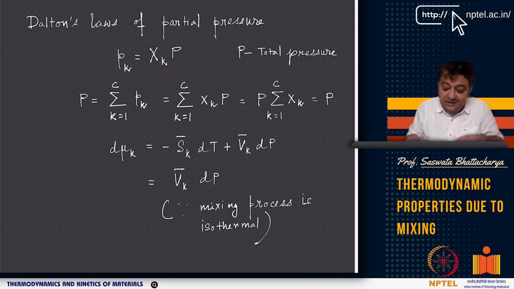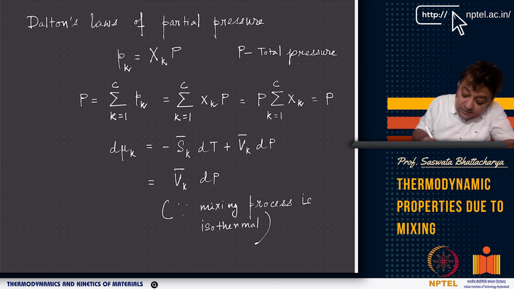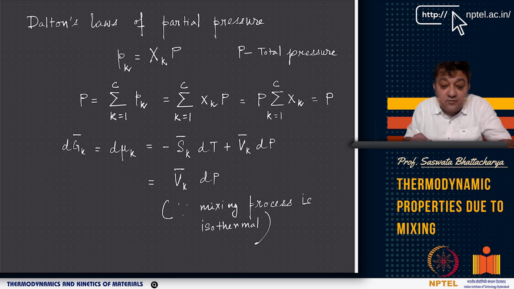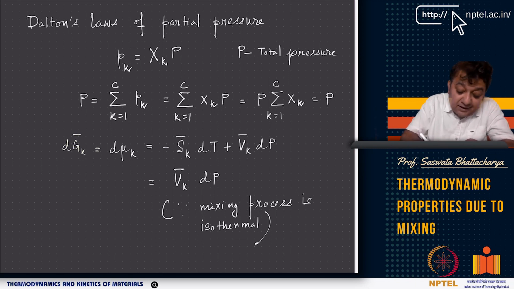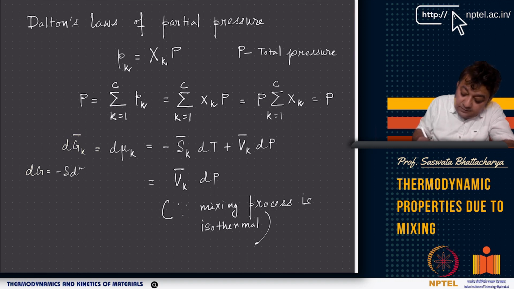And now, you know d mu_k, or d g_k bar, is the partial molar Gibbs free energy of component k, and d mu_k is equal to minus S_k bar dT plus V_k bar dP. You remember the bar, because S_k bar is the partial molar entropy of component k. This comes from dG. We already know the relation dG equal to minus SdT plus VdP.